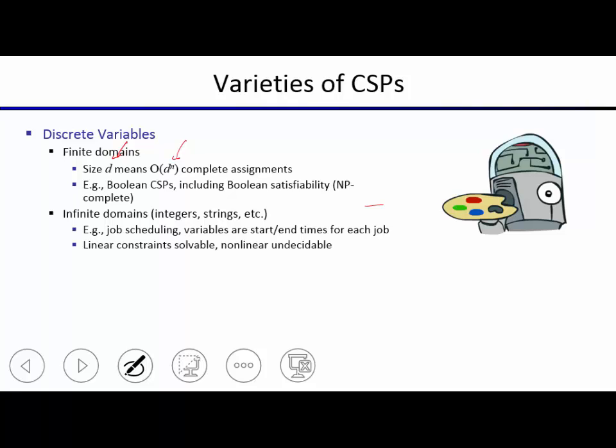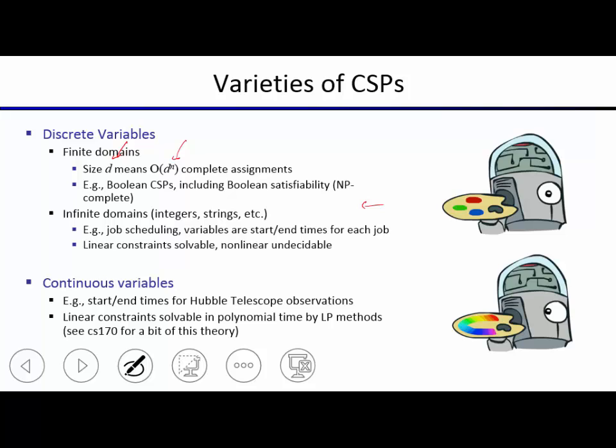There are other kinds of domains you could consider, maybe the integers as the domain, that would be an infinite domain, or a continuous domain, an interval, or the entire real line. That's all fine, those are still CSPs, but those are not the ones we're going to study in this class. We're going to restrict ourselves to discrete variables and finite domains. The ideas are somewhat similar for infinite domains. They're actually quite a bit different once you have continuous variables in terms of how you solve them.